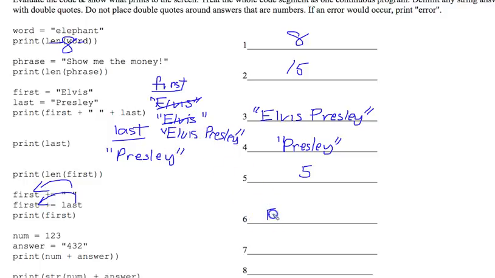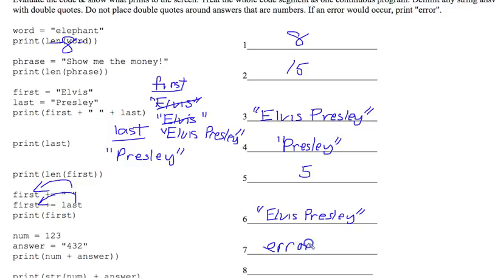So the answer to number 6 is the same as the answer to number 3, with a space embedded in between his first name and his last name, and one set of outer double quotes. Number 7, error, you can't do that.